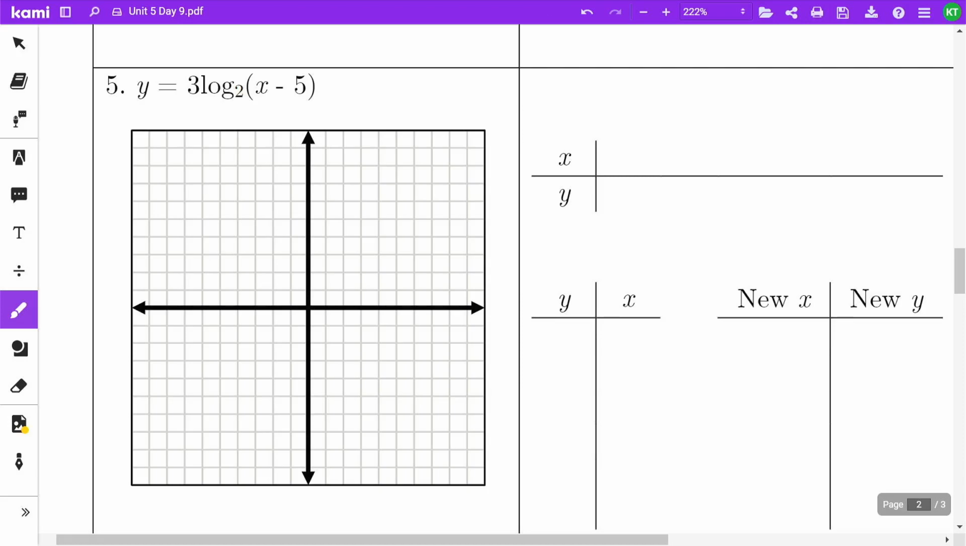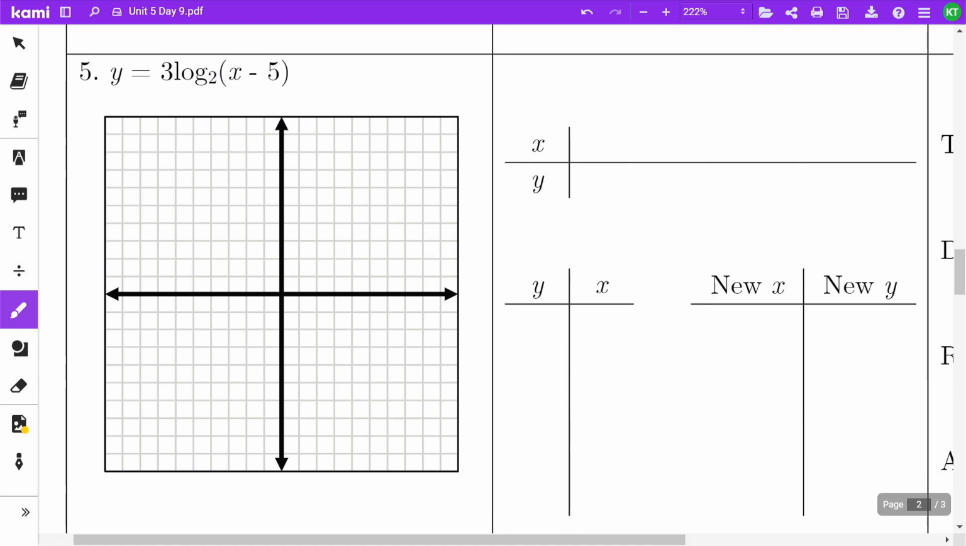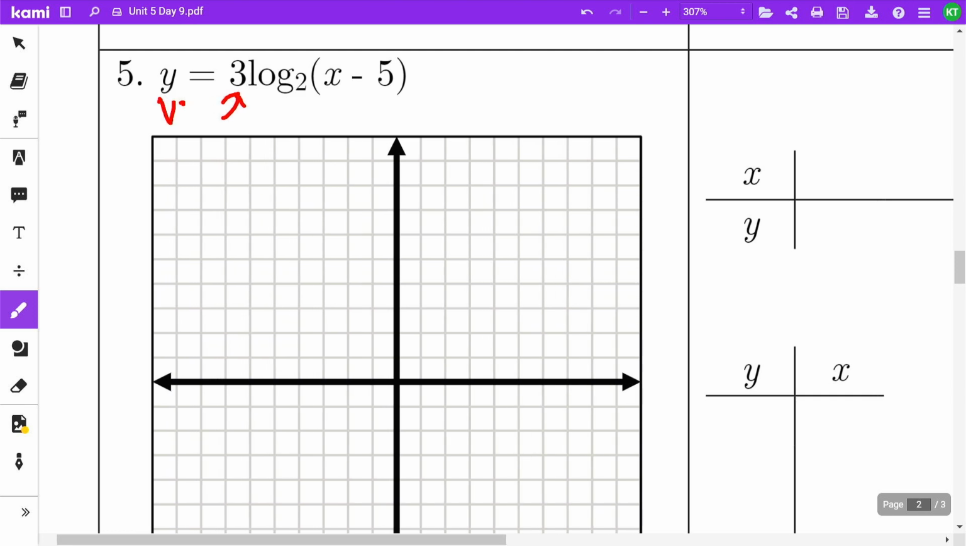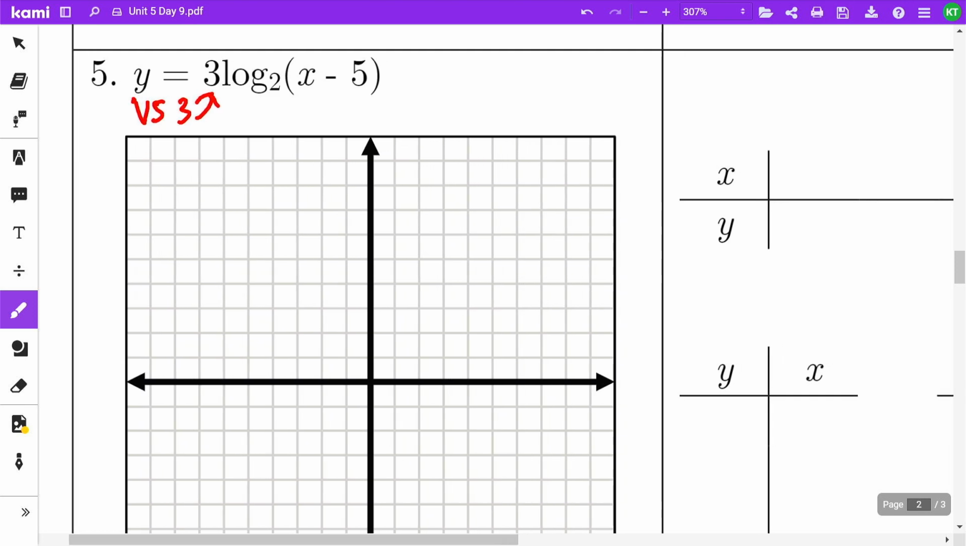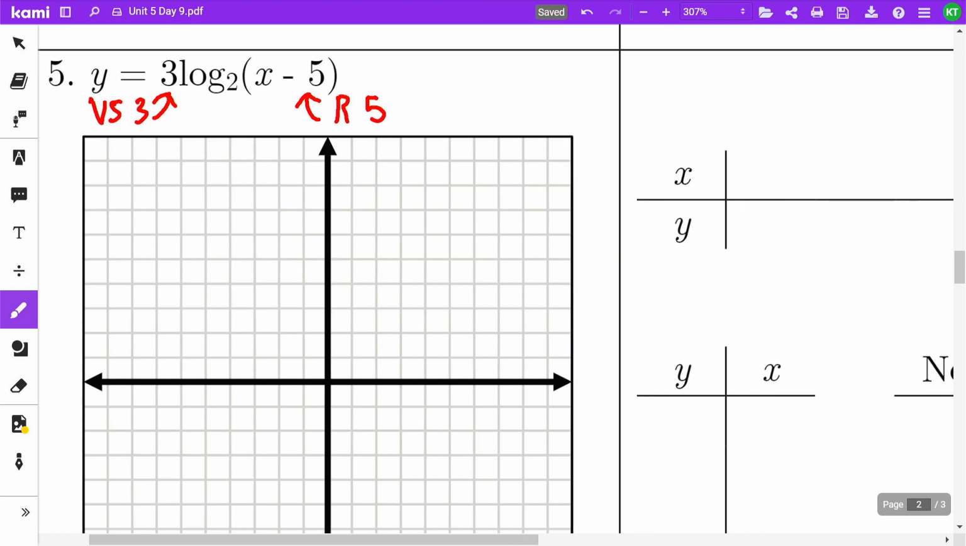All right, so in this log example here, we have y is equal to 3 times log base 2 of x minus 5. So let's get started looking at our transformations. I have a vertical stretch here of 3 because I have an a value of 3, so VS of 3. And this x minus 5 means I have a horizontal shift to the right 5. Remember, if it's inside and it's minus, it will be the opposite direction we'd think, so it's going to be to the right 5.